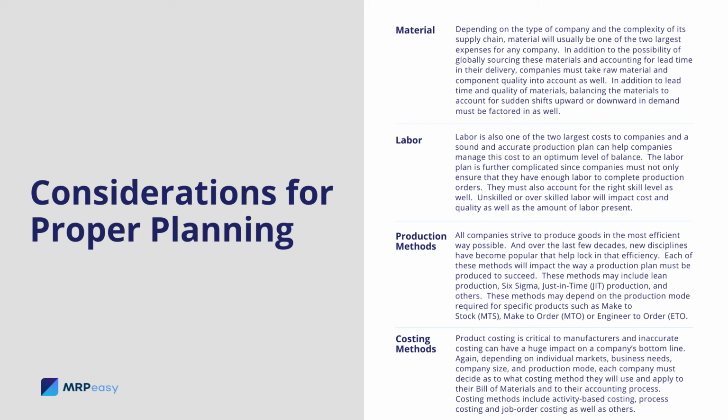Labor. Labor is also one of the two largest costs to companies, and a sound and accurate production plan can help companies manage this cost to an optimum level of balance. The labor plan is further complicated since companies must not only ensure that they have enough labor to complete production orders, they must also account for the right skill level as well. Unskilled or overskilled labor will impact cost and quality, as well as the amount of labor present.